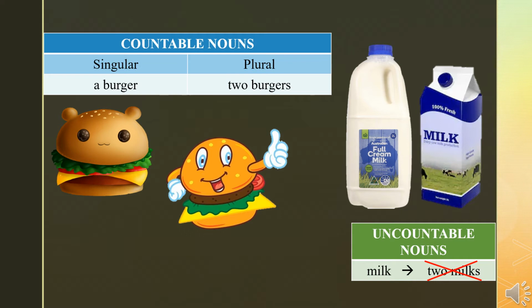For countable nouns, in singular, a burger, while in plural, 2 burgers. If there is more than one, we add s. And for uncountable nouns, such as milk, we cannot add s if there are more than 2 milk.